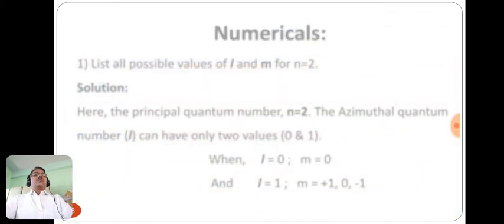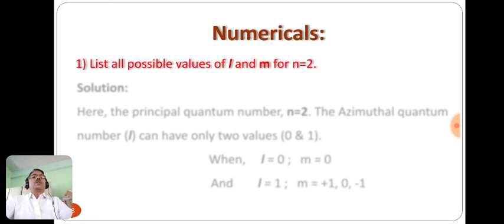Now let us solve some numericals or problems. The first problem, which may be asked in an exam, is: list all possible values for L, the azimuthal quantum number, and M, the magnetic quantum number, for n equals 2, that is, when the principal quantum number is 2.